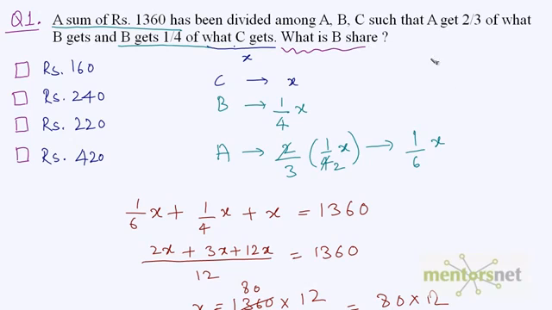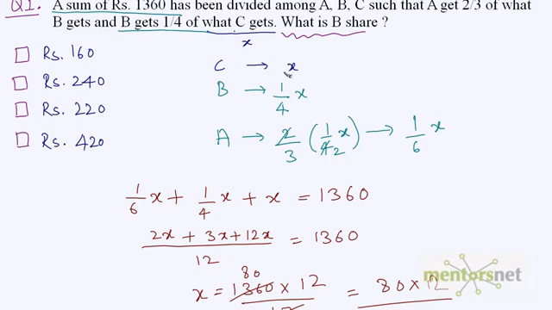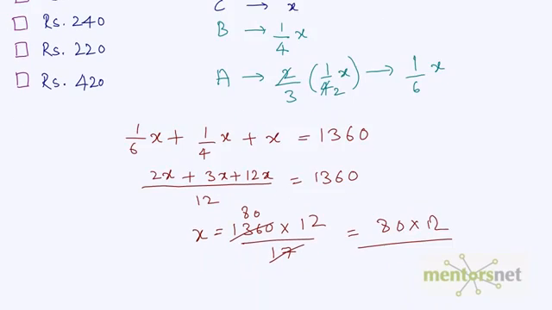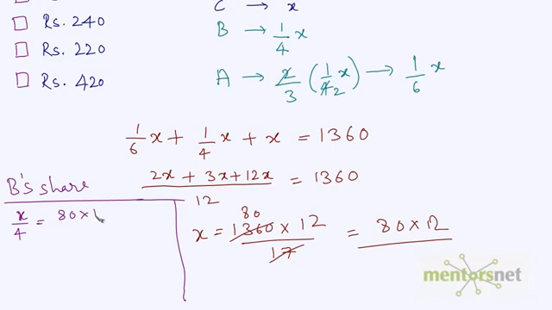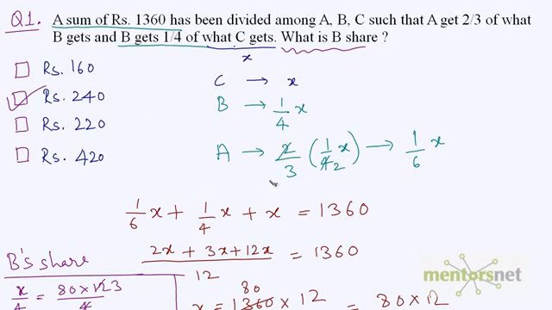What is asked is B's share. X is the share that C gets, and B's share is 1/4 of what C gets. So we will have to calculate 1/4 of X. B's share is x/4, which is 80 times 12 by 4. 4 3s are 12, so this is 80 times 3, which is 240. Therefore, the answer to this question is 240.